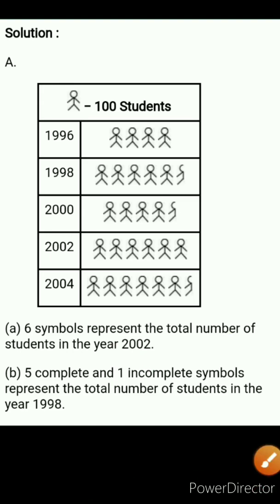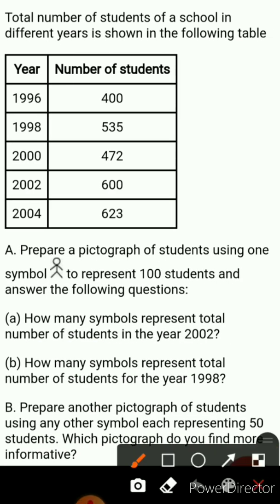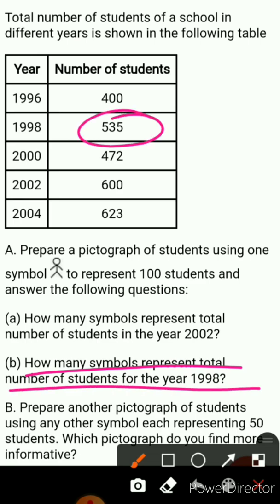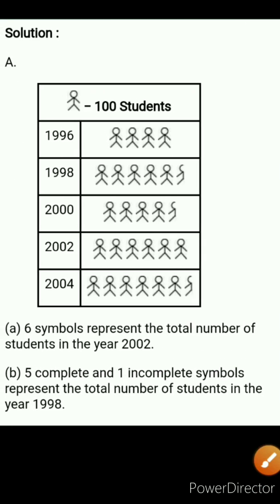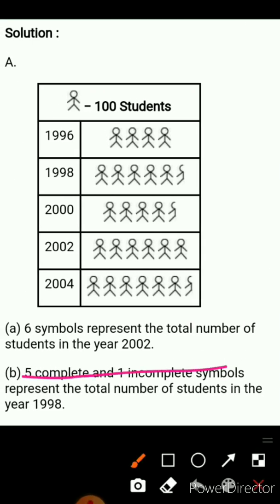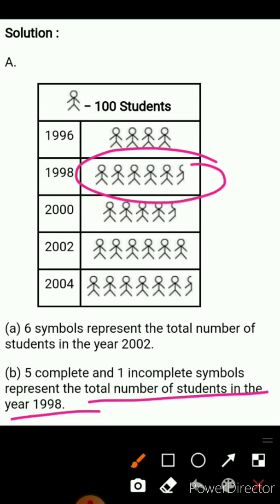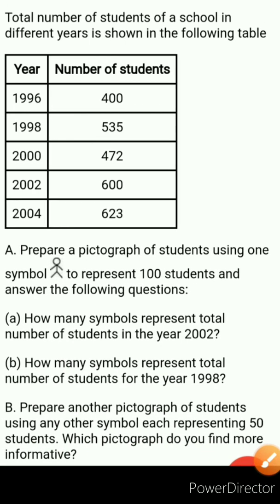Now come to the next question, question number B: how many symbols represent the total number of students in the year 1998? So it's 535. For 500 we will use 5 complete symbols, and for 35 we will use 1 incomplete symbol. So here is your answer: 5 complete and 1 incomplete symbols represent the total number of students in the year 1998. Clear?